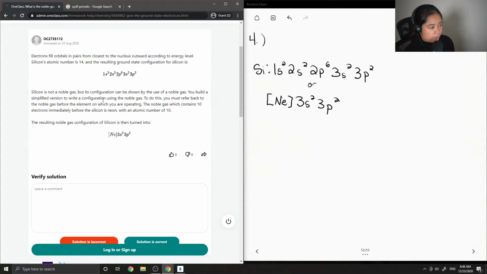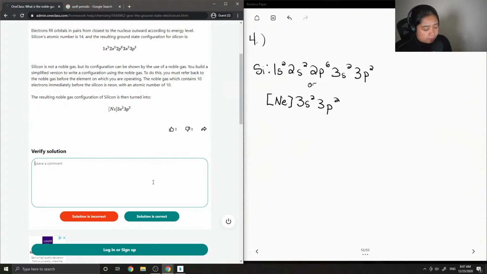You build a simplified version to write a configuration using the noble gas. To do this, you must refer back to the noble gas before the element on which you are operating. The noble gas, which contains 10 electrons, immediately before silicon is neon with an atomic number of 10. The resulting configuration of silicon is then written as [Ne] 3s2, 3p2. Yep, so the solution is correct.